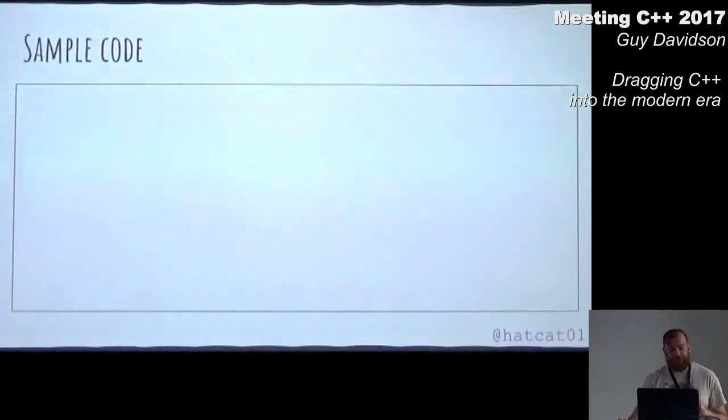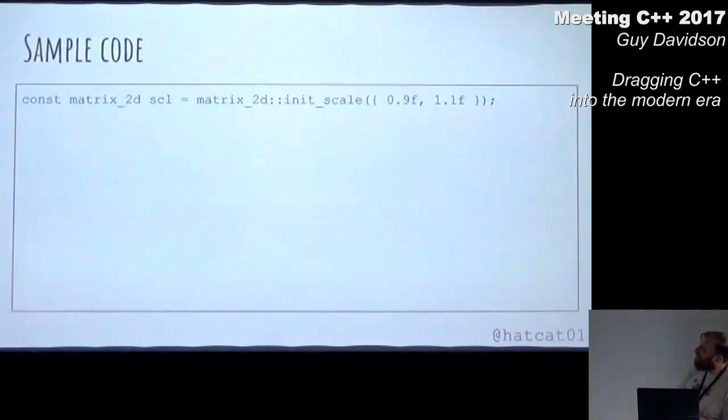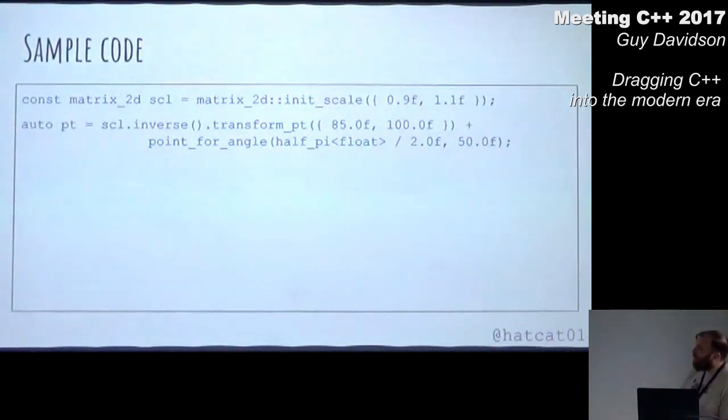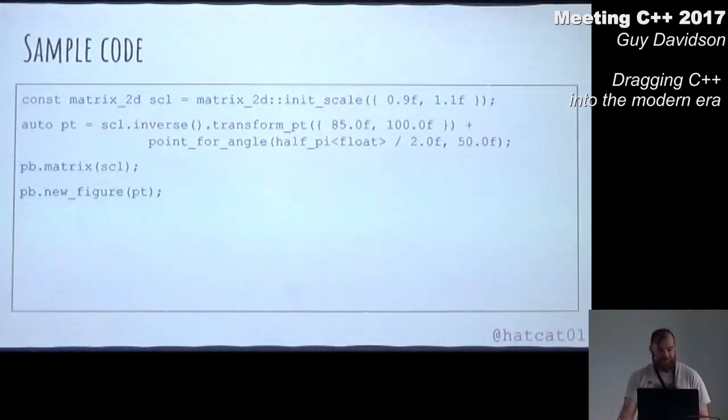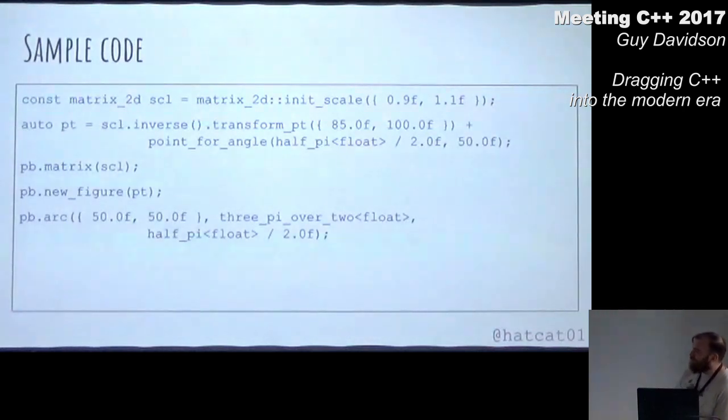Let's try something a little more exotic. Right. First, we create a scaling matrix. Now, this shrinks in the x-axis and stretches in the y-axis. So we create a starting point for our shape. Oh, look at that. We're taking into account the scaling factor here. And then we apply the matrix to the path builder and start a new figure. So we draw an arc of 3 pi over 2, starting at a quarter pi, and then we stroke it.